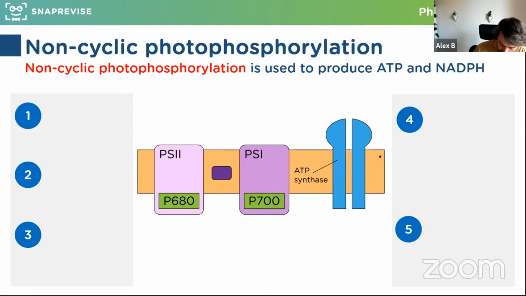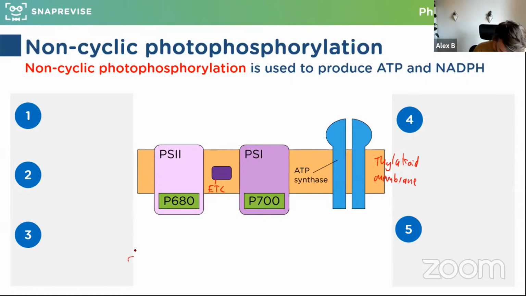So this is the thylakoid membrane. So we're now on the membrane. We've got these different proteins embedded in the membrane. This one here is the electron transport chain, similar to the electron transport chain you get in respiration. So let's start at the beginning.